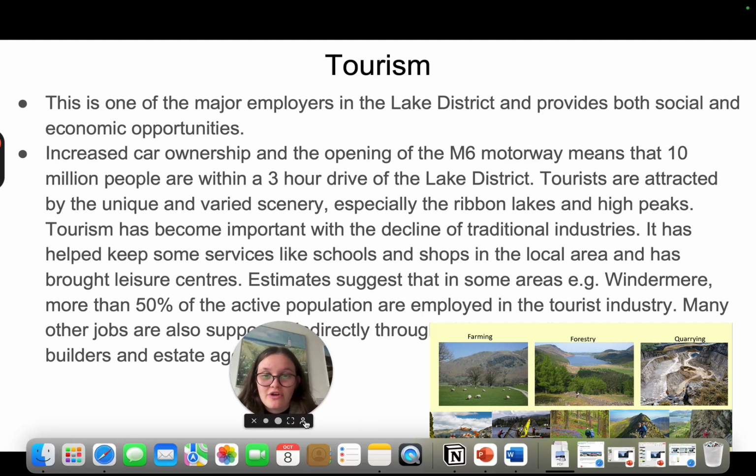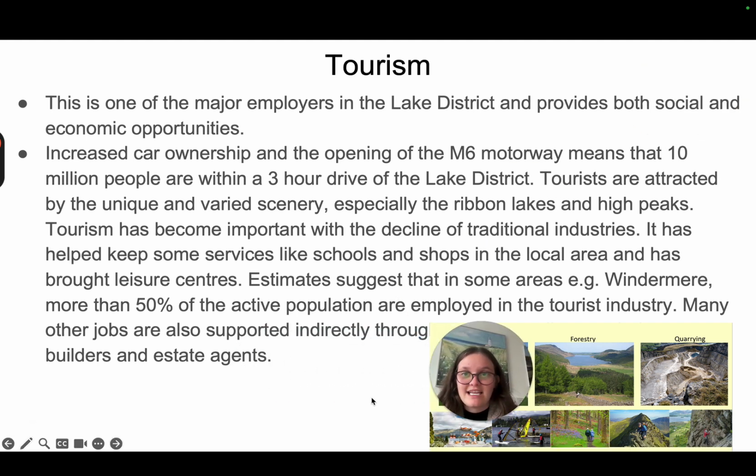Tourism is still one of the main employers in the Lake District, offering both social and economic opportunities. However, increased car ownership and the opening of the M6 motorway means that 10 million people are now within just a 3-hour drive of the Lake District. Tourists are attracted by the unique and varied scenery, especially the ribbon lakes and the high peaks. Tourism has become important with the decline of traditional industries.